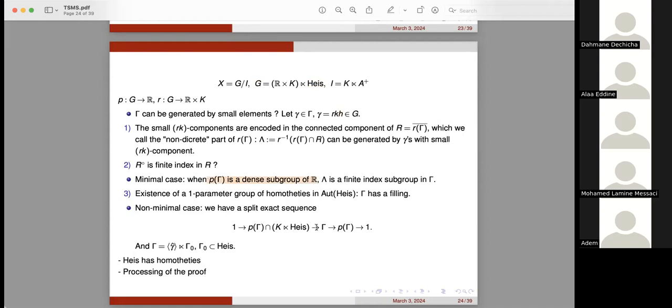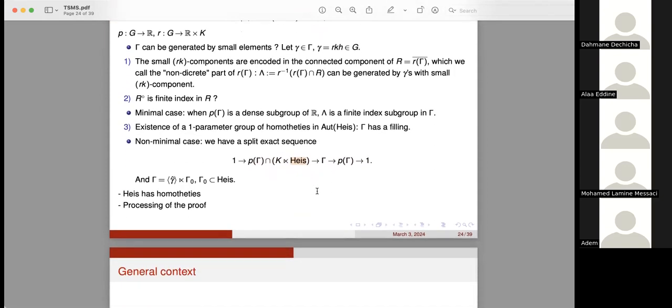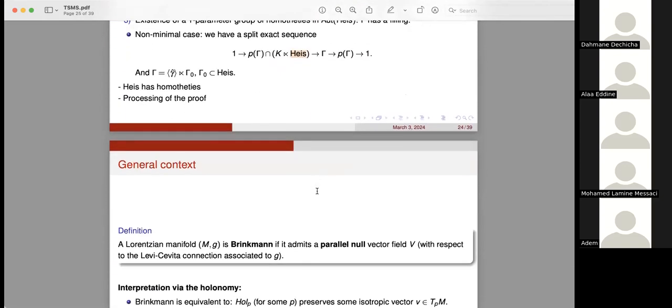Otherwise we have this split exact sequence, and in fact we can prove that the projection here is discrete, so this is isomorphic to Z, and we can prove that the intersection of gamma, not of P of gamma, the intersection of gamma with this group is in fact contained in the Heisenberg group. Here we can find non-standard examples. Okay, this is for the proof.